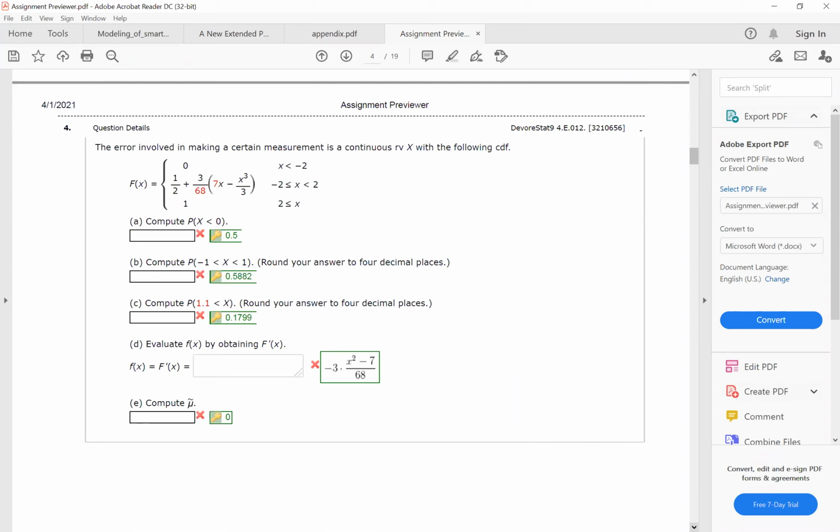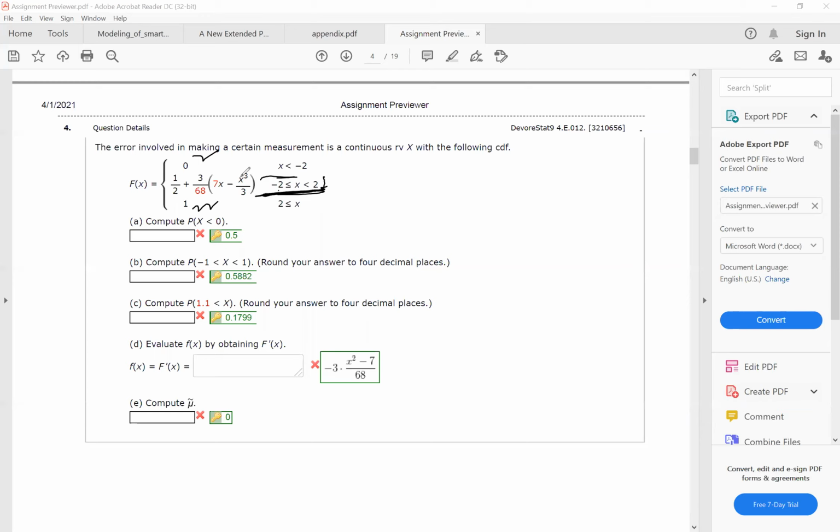Okay, number 4, we are also given the CDF function. That CDF function F of x is one half plus 3 over 68 times (7x minus x cubed over 3). This function is defined for x from negative 2 to 2, and for other values of x the PDF is 0. When x is less than negative 2, the CDF is 0. And when x is greater than or equal to 2, the CDF is 1.